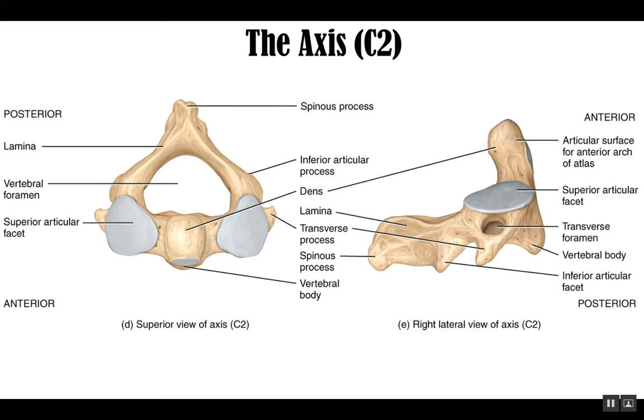Here's the axis, a couple different views, a superior view and a lateral view. You'll notice that lateral view really gives you a good idea of what that dens looks like, projecting up from the axis. So you have the dens, you have transverse foramen, you have a spinous process, and you form that pivot joint with the atlas.